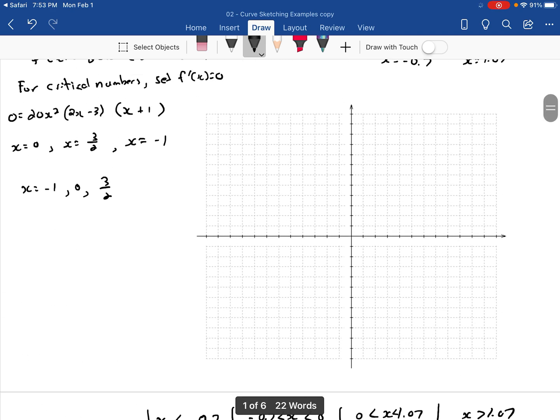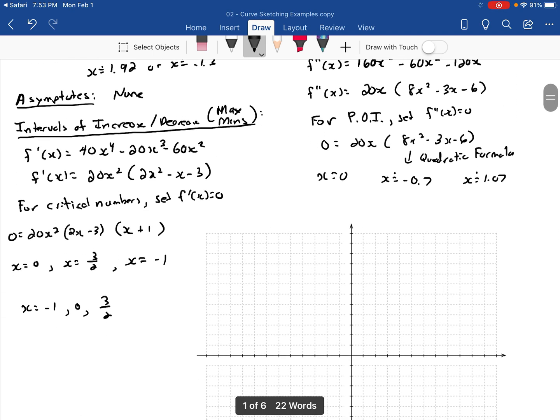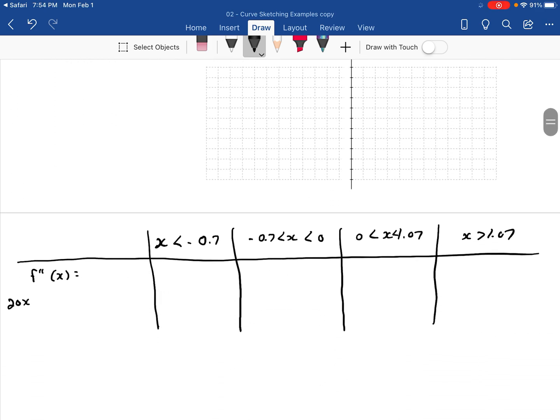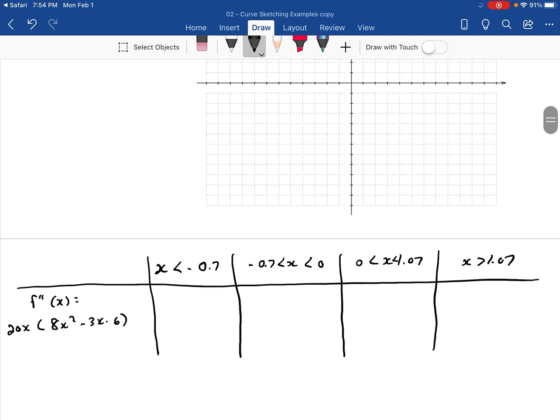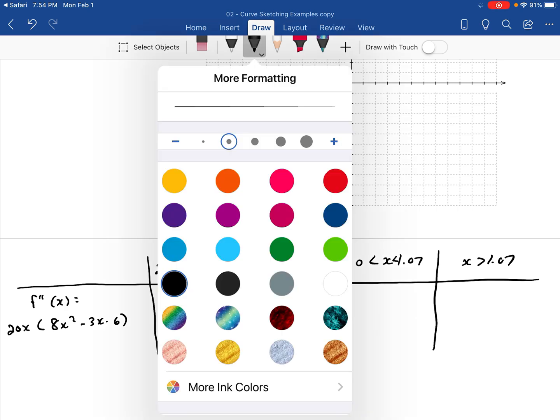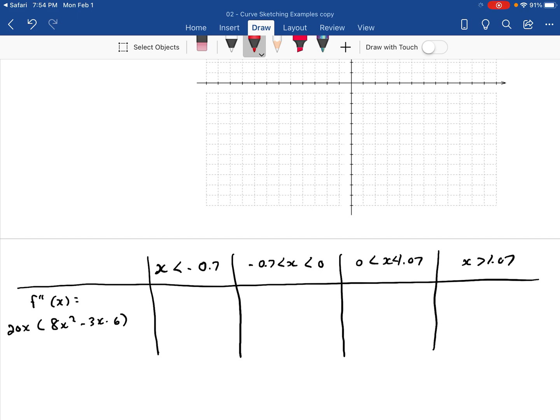So then I need my double derivative. What was my double derivative again? It had a 20x and this really awkward 8x squared minus 3x minus 6. It didn't break down to the individual factors. So then, boy, what a nightmare you got on your hands as far as checking this out. And you know what? Some people just give up on this. They just take their test values, and let me write some test values up on the top that you could use. Less than negative 0.7, say negative 2. Between negative 0.7 and 0, say negative 0.5. Between 0 and 1.07, positive 0.5. And then greater than 1.07, say like a 5. And they just sub it back into the f double prime.